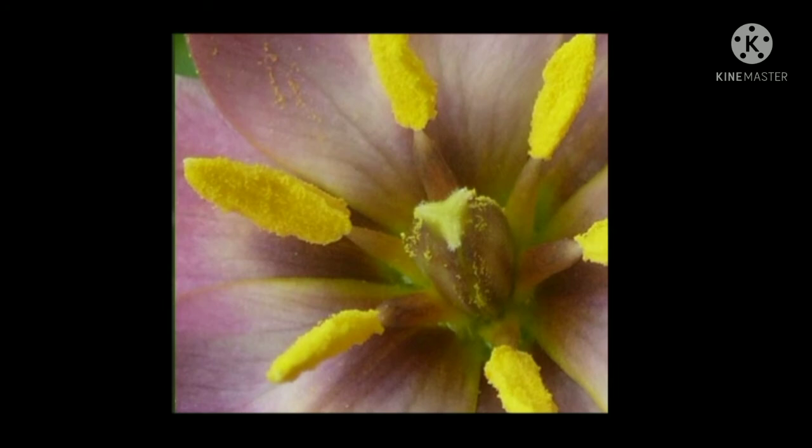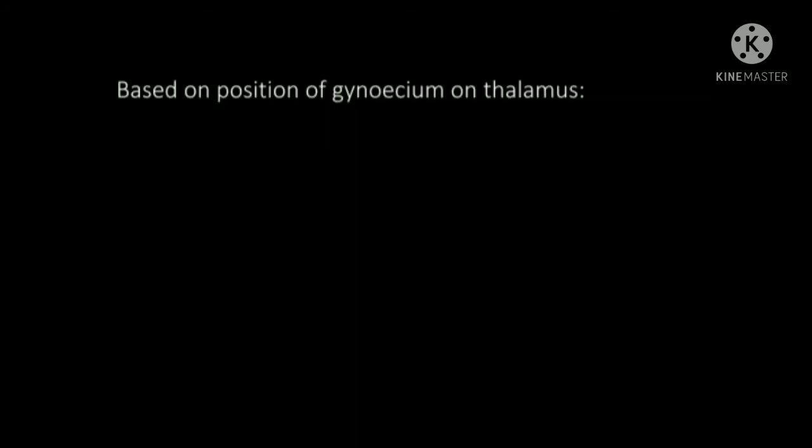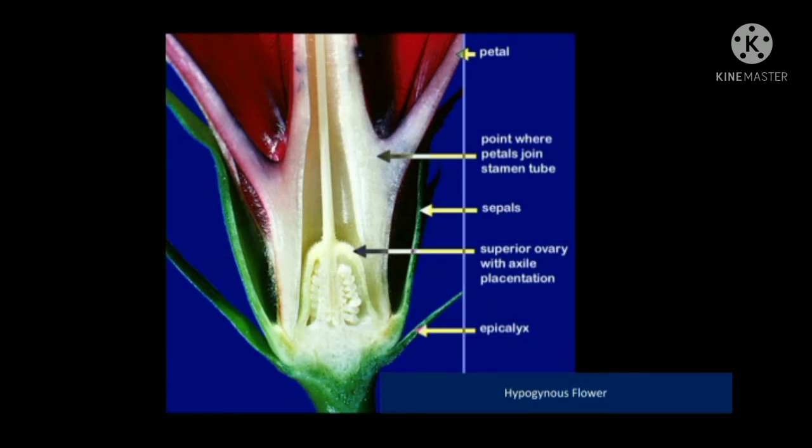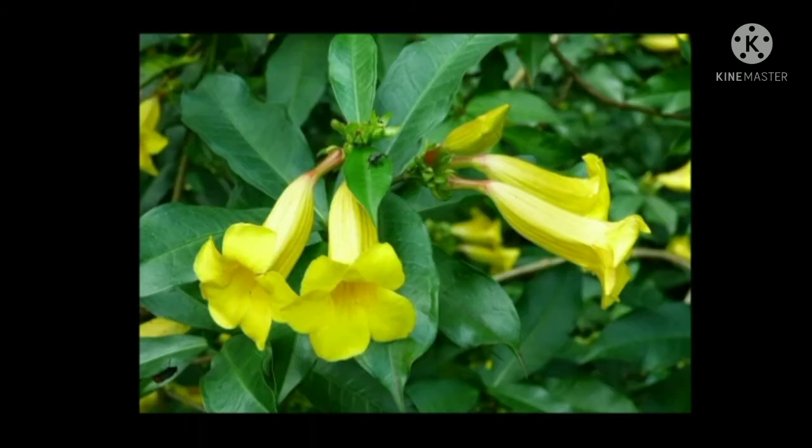Floral parts are arranged on thalamus. Based on position of gynoecium on thalamus, there are 3 types of flowers. They are hypogynous, epigynous and perigynous flowers. In a hypogynous flower, the ovary is superior. The word hypogyny means below the gynoecium. So the gynoecium is seen at the top and all other floral parts are arranged below it. So the thalamus is seen at the base and it is conical or elongated in shape. It is seen in flowers like hibiscus, allamanda, etc.